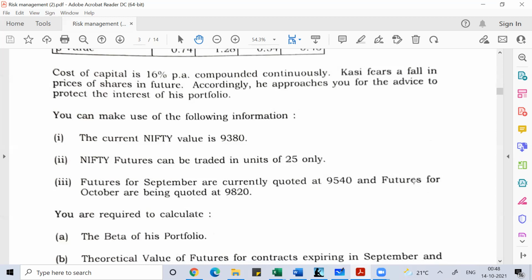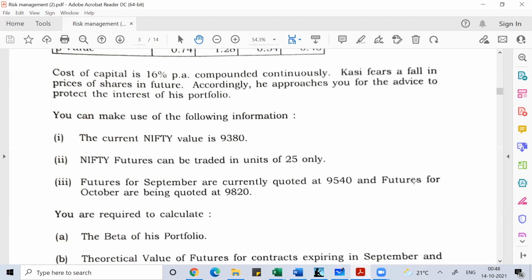Although, as per my knowledge, we have only 1 month, 2 month, and 3 month contracts which are trading over the exchange. So we don't have anything called a 5 month contract or 6 month contract. But let it be. It is given in the problem, so we'll do that.